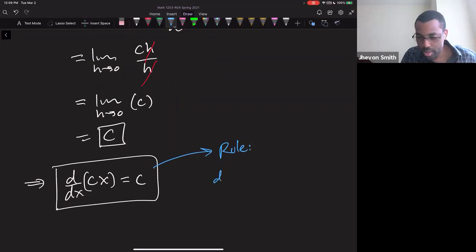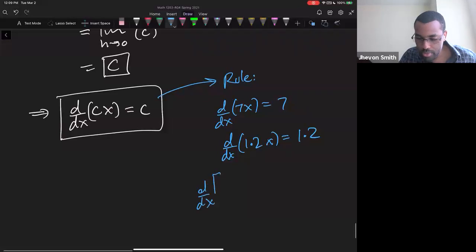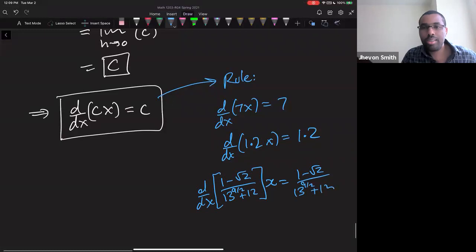So derivative of 7x is 7. Derivative of 1.2x is 1.2. The derivative of 1 minus radical 2 over 13 to the 9/2 plus 12 times x is 1 minus radical 2 over 13 to the 9 over 2 plus 12, right? The idea is, if it's a constant times the x, the derivative is just a constant, because the constant is in the position of m. M is the slope.